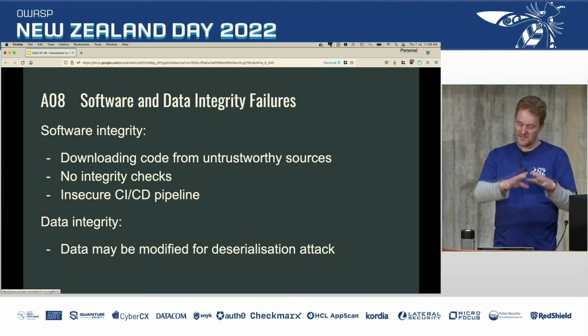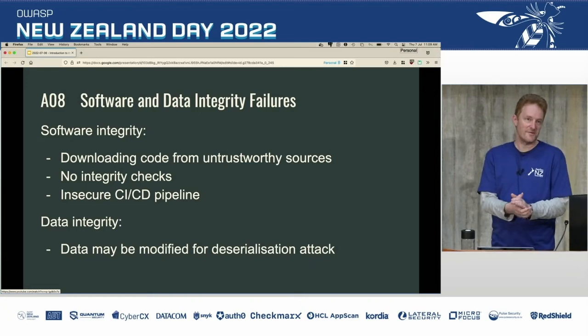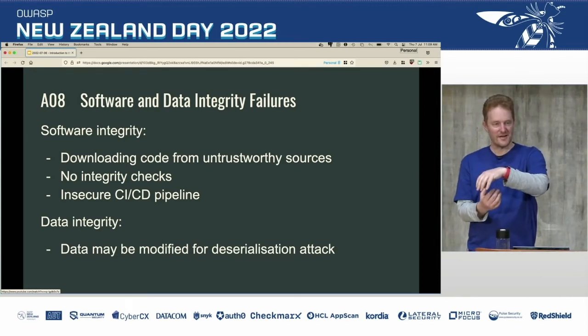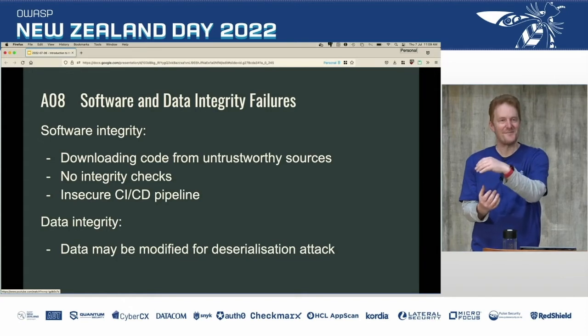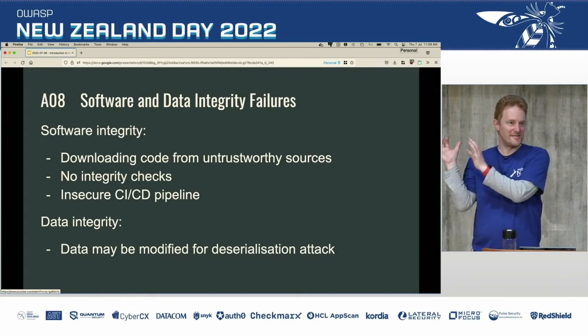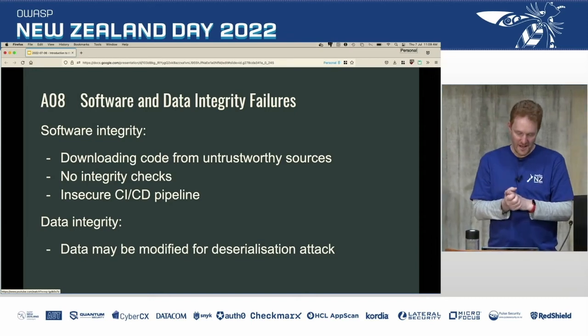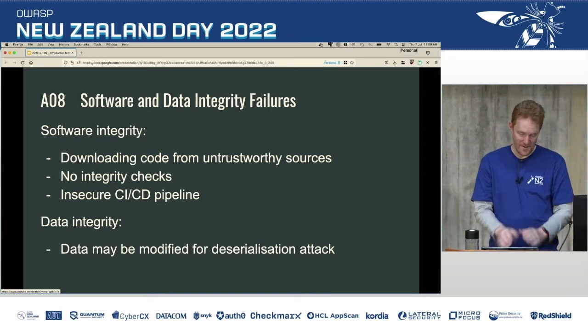And this category also covers data integrity issues. So do we trust the data that attackers or users are sending to our application, and then deserialize it into memory? Or are we carefully validating the data and making sure we can't be attacked in that way?